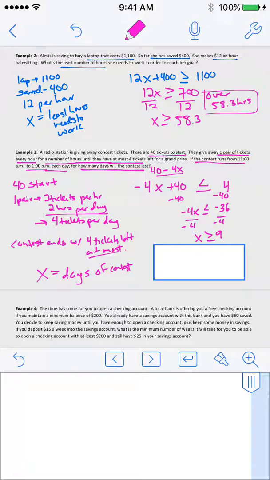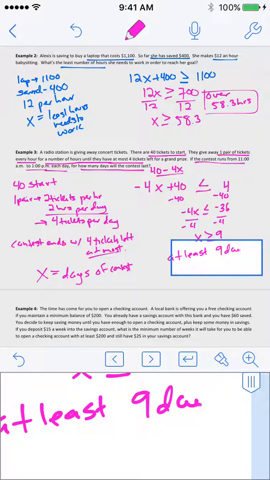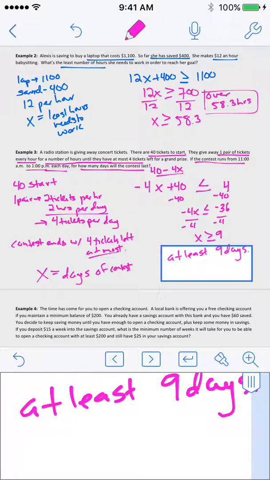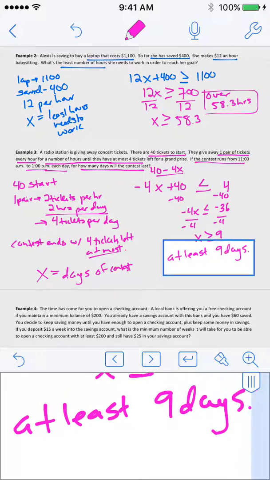So this is at least 9 days. Or no fewer than 9 days. Or at least 9 days. Has to be greater than or equal to 9 days, right? 9 days or more. Something like that. But if it doesn't run for at least 9, then I'm still going to have too many tickets left. Alrighty.